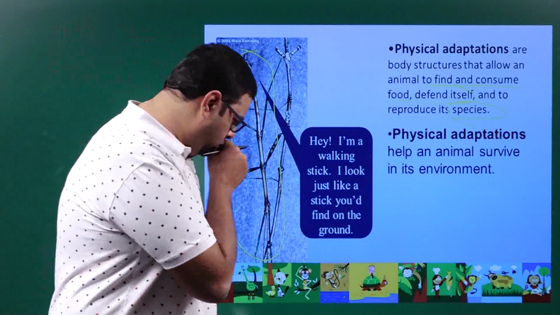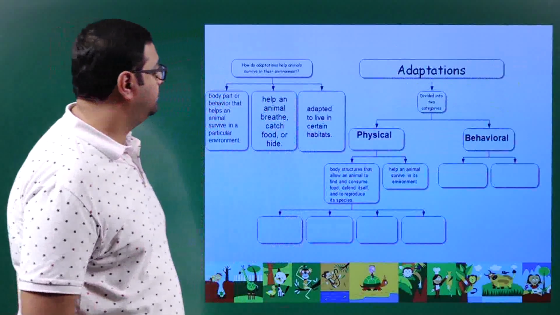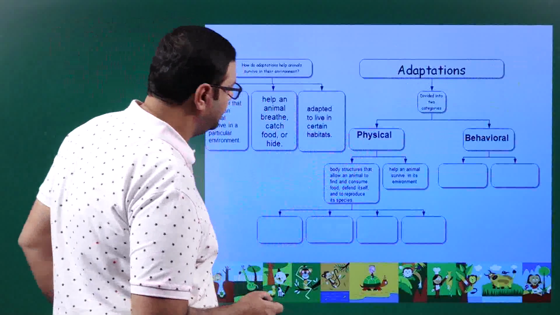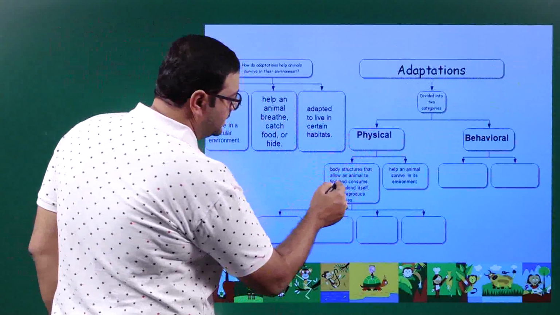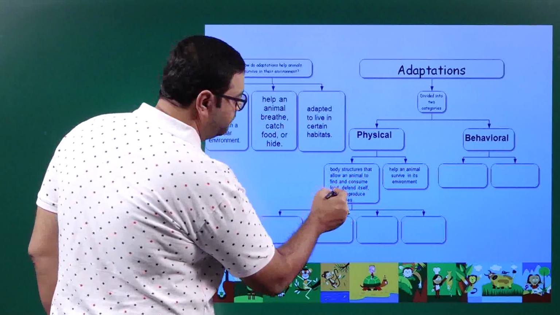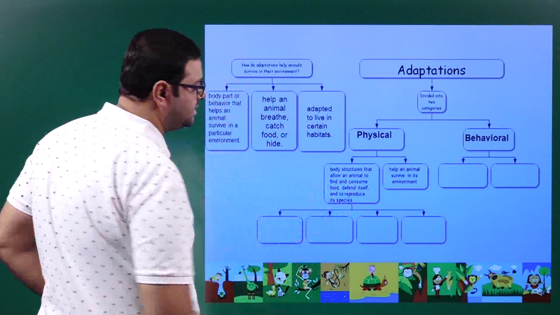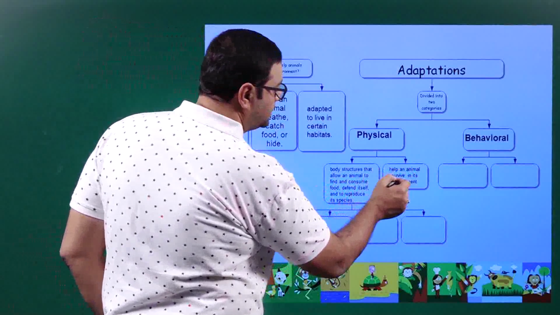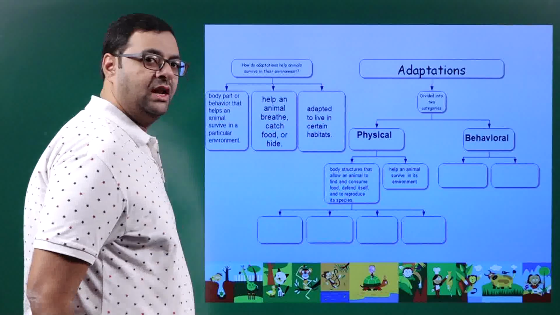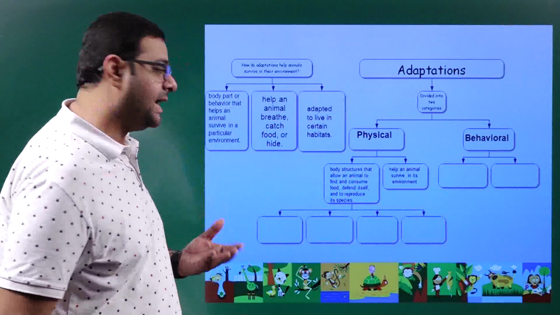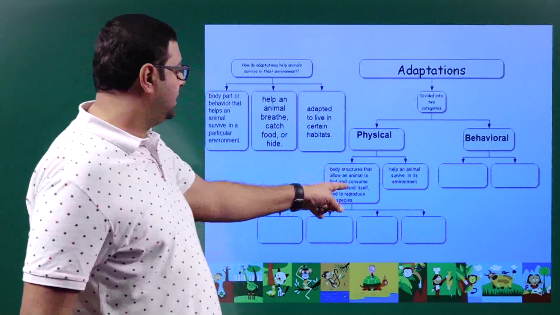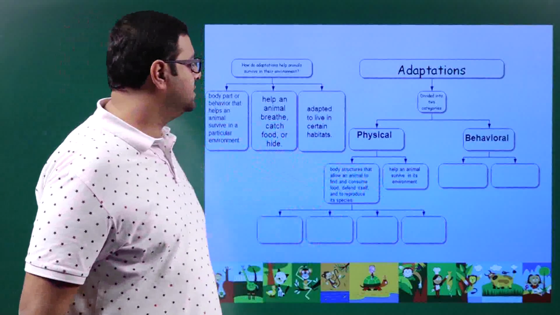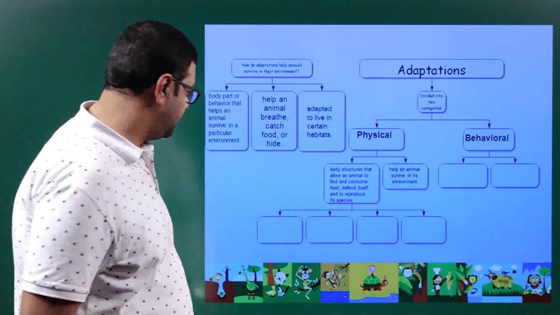So that is what I have written here in physical: body structures that allow an animal to find and consume food, defend itself, and to reproduce its species. And the other one is that they help an animal survive in its environment. So that is basically what a physical adaptation is.